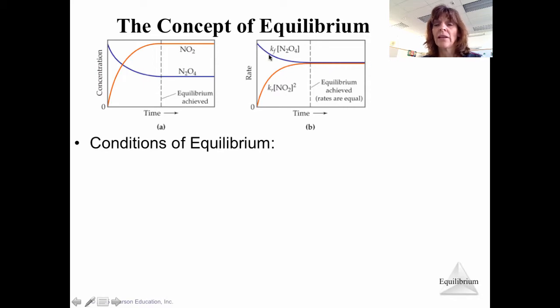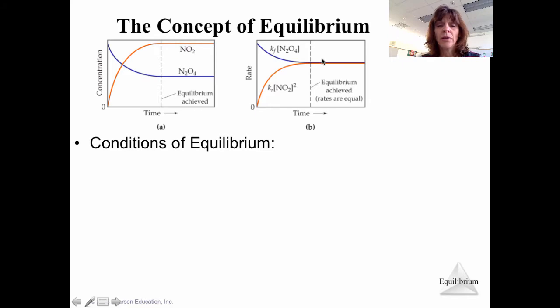The rate of decomposition is slowing as the rate of increase of NO2 is increasing. When they reach an equal rate of breaking down and forming, then we have reached equilibrium.